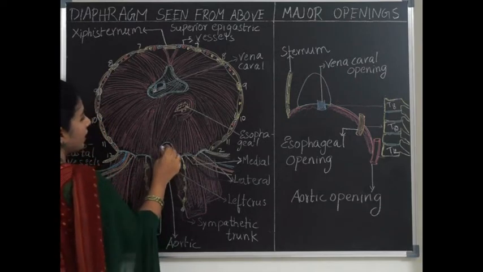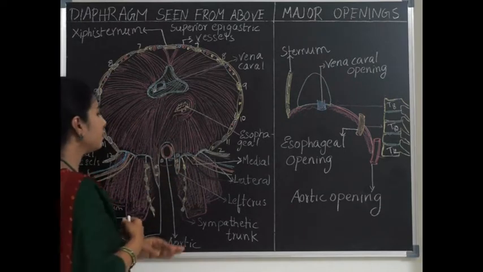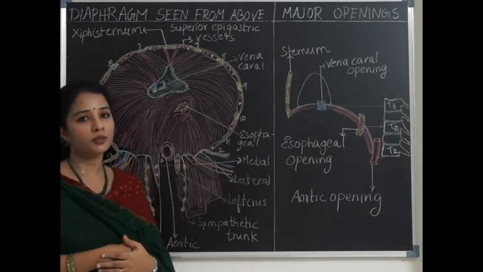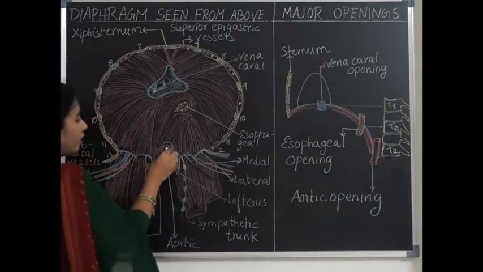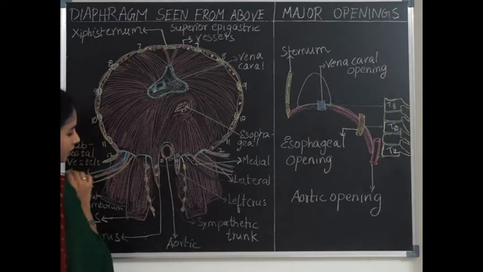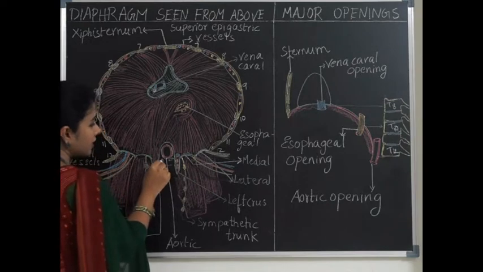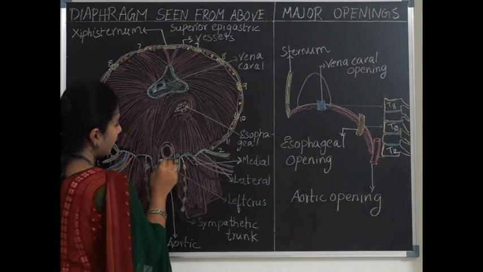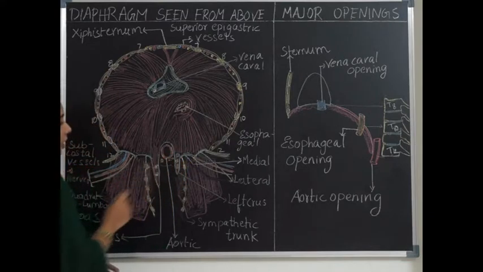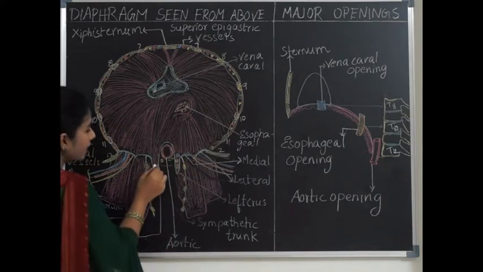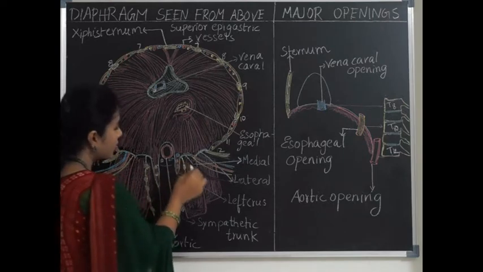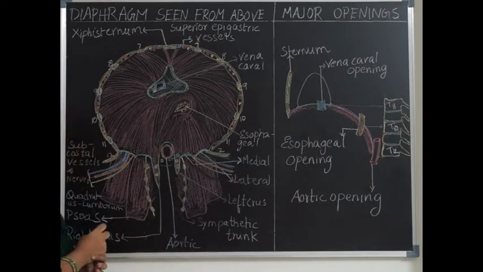As the aortic opening is completely outside the diaphragm, during inspiration or expiration there won't be any effect over it. Along with the aorta we have the other structures, that is the thoracic duct and azygous vein, which pass through along with the aortic opening. The right crus of the diaphragm is pierced by the greater and lesser splanchnic nerves, and the left crus is also pierced by the greater and lesser splanchnic nerves.